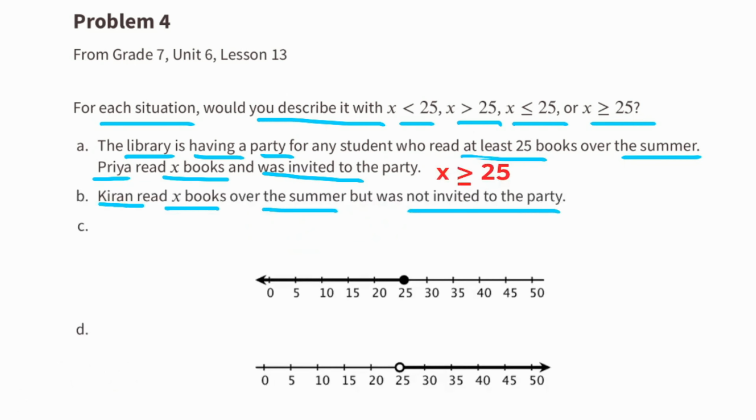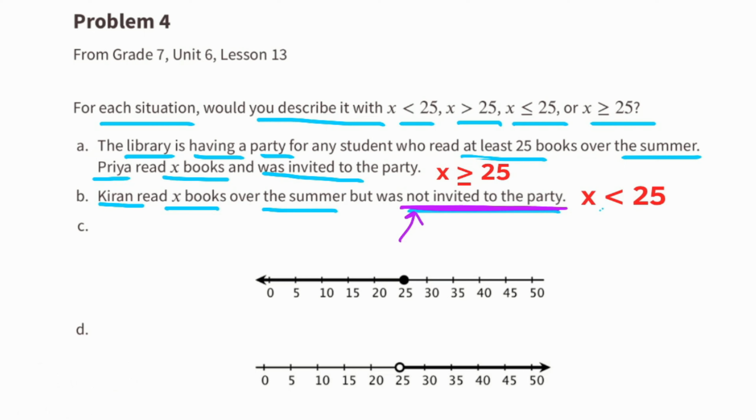B. Kieran read x books over the summer but was not invited to the party. Kieran was not invited to the party. So that means that Kieran must have read less than 25 books because you had to read at least 25 books to be invited to the party. We can represent the number of books Kieran read over the summer with x is less than 25.